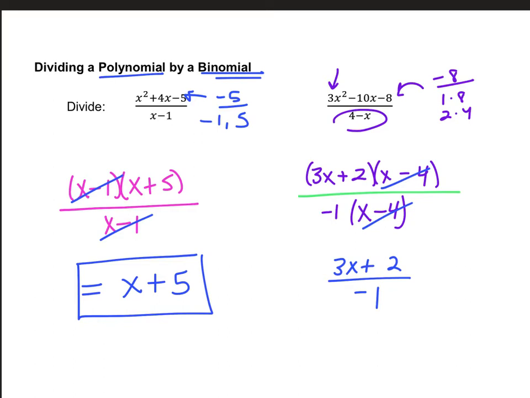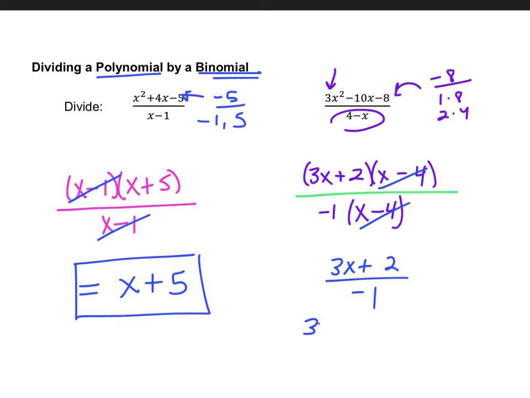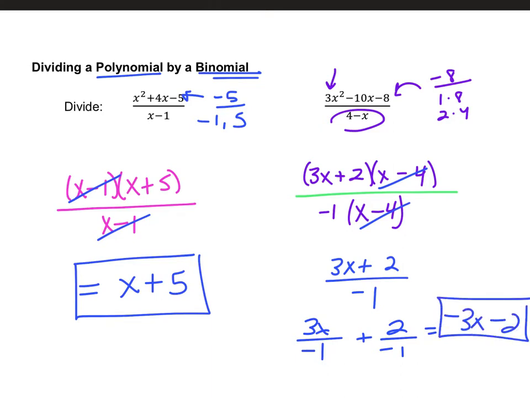And then it'll kind of look like what we just did. We can keep going. 3x divided by negative 1 plus 2 divided by negative 1. Our final answer is negative 3x minus 2.